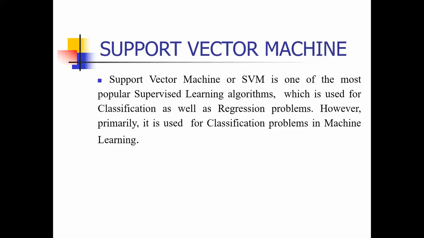So, first of all, we have to know what is support vector machine. It's one of the popular supervised learning algorithms. It is used for classification or regression problems. We are aware that in supervised learning algorithms we have two categories: one is classification and the second one is regression. By using the support vector machine algorithm, we can deal with both classification as well as regression problems.